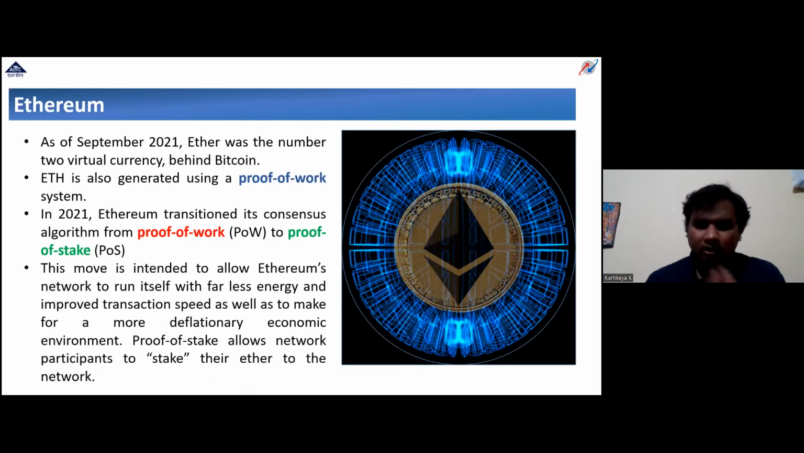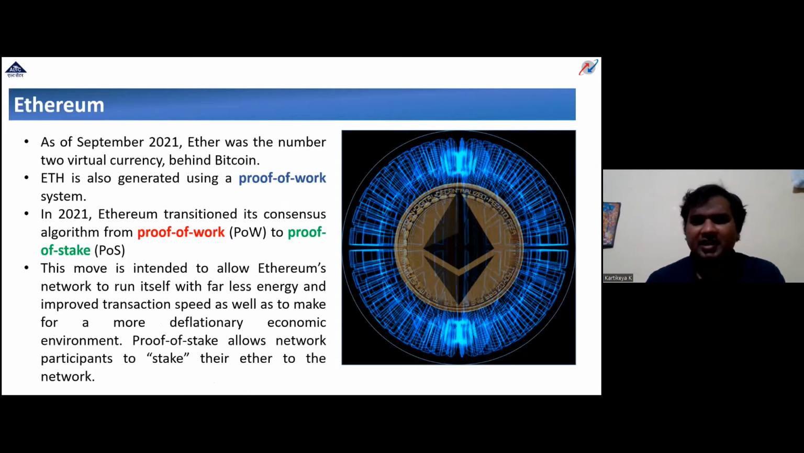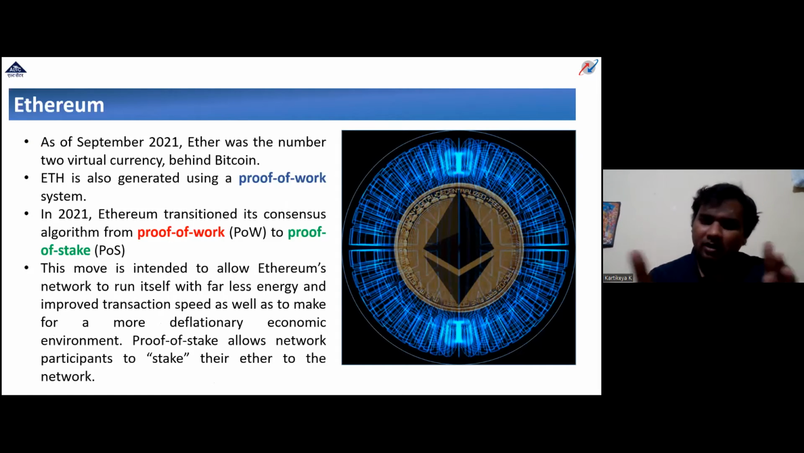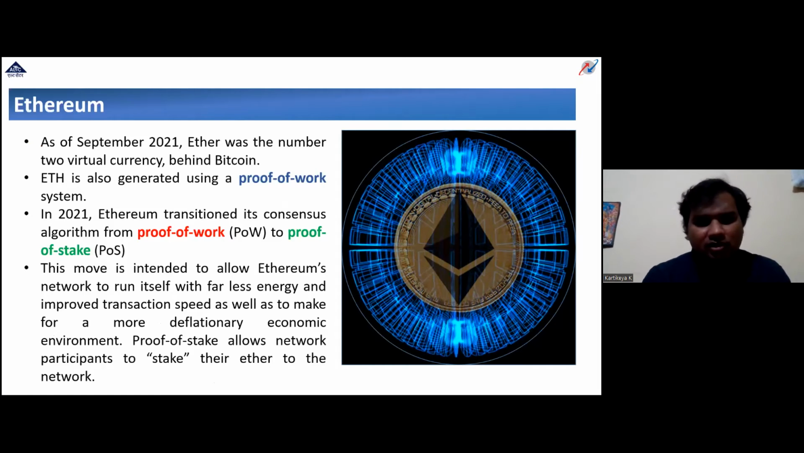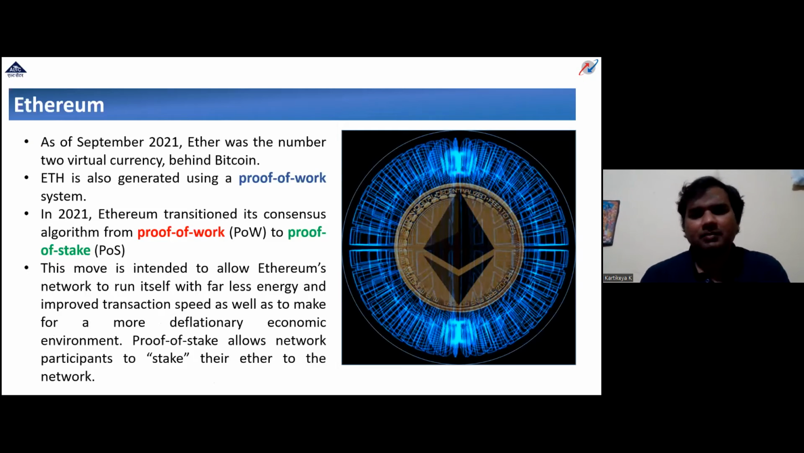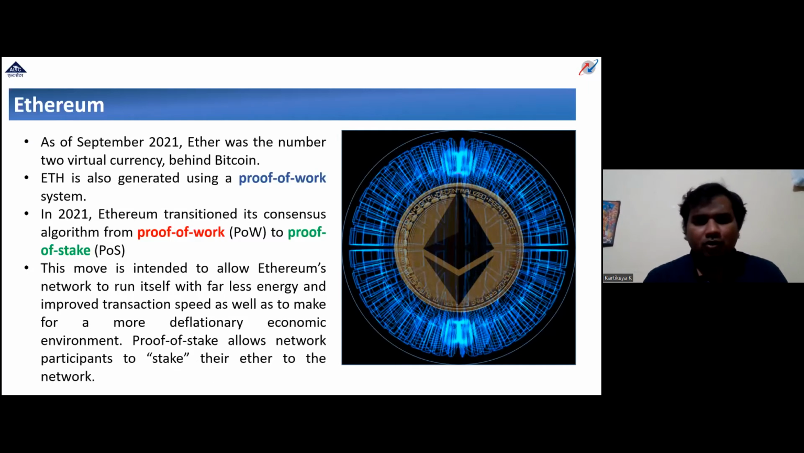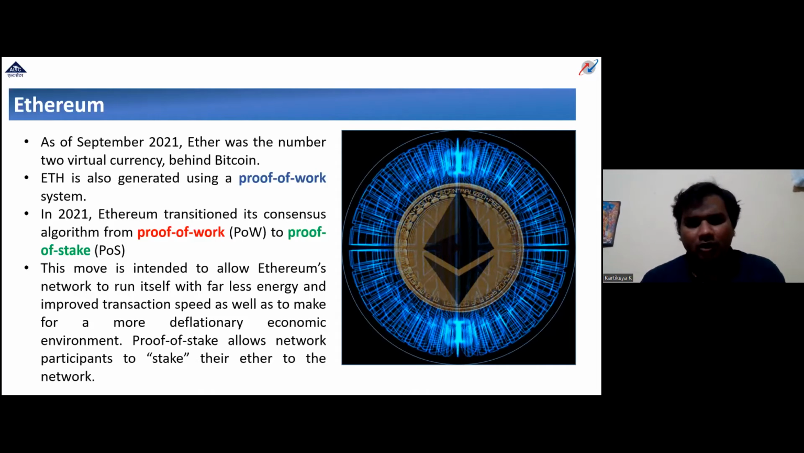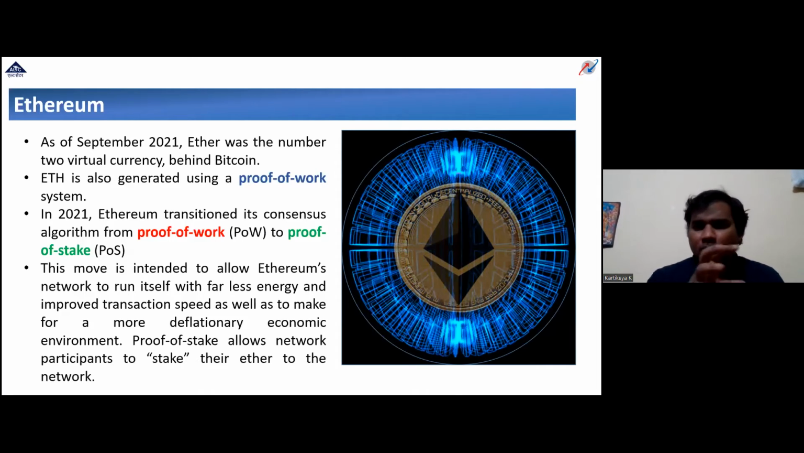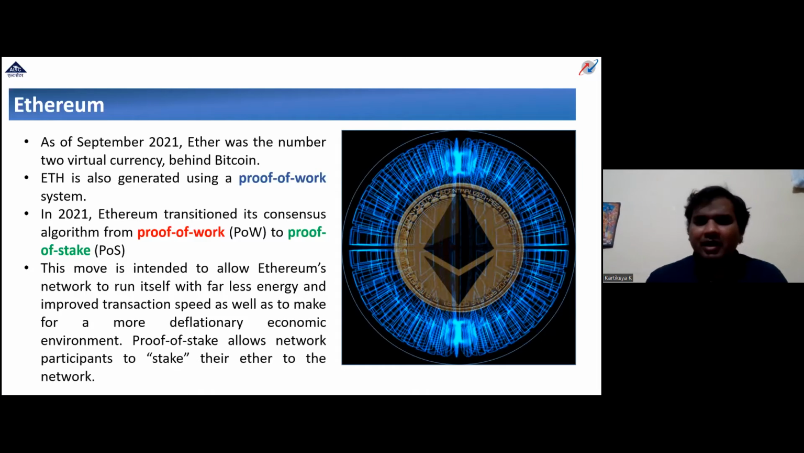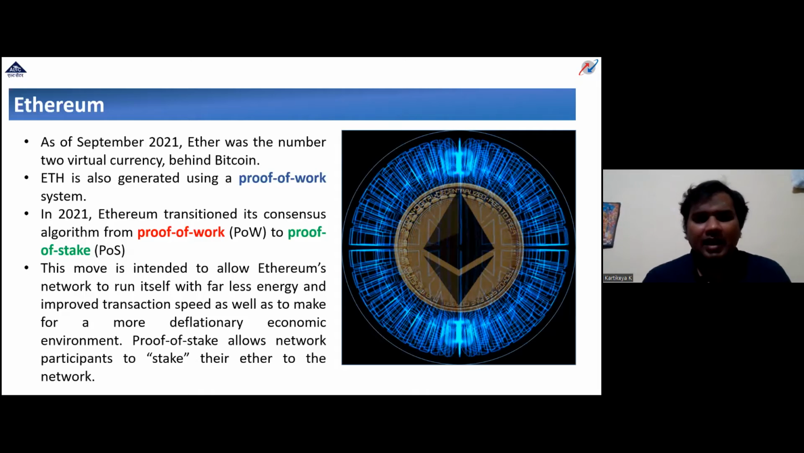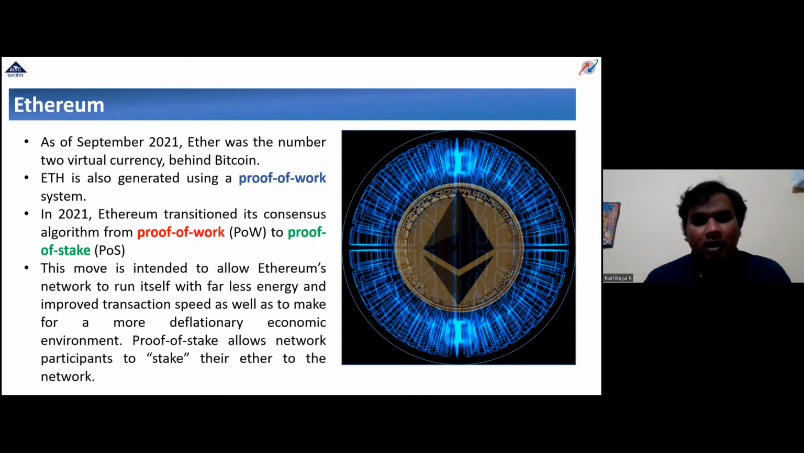Bitcoin uses blockchain, right? And blockchain uses which type of consensus algorithm? It uses proof of work. So Ether also uses the proof of work (PoW) system. But in 2021, Ethereum transitioned its consensus algorithm from proof of work to proof of stake. The motive behind this transition is to make the Ethereum network run itself with far less energy and improve transaction speed, as well as to make for a more deflationary economic environment.